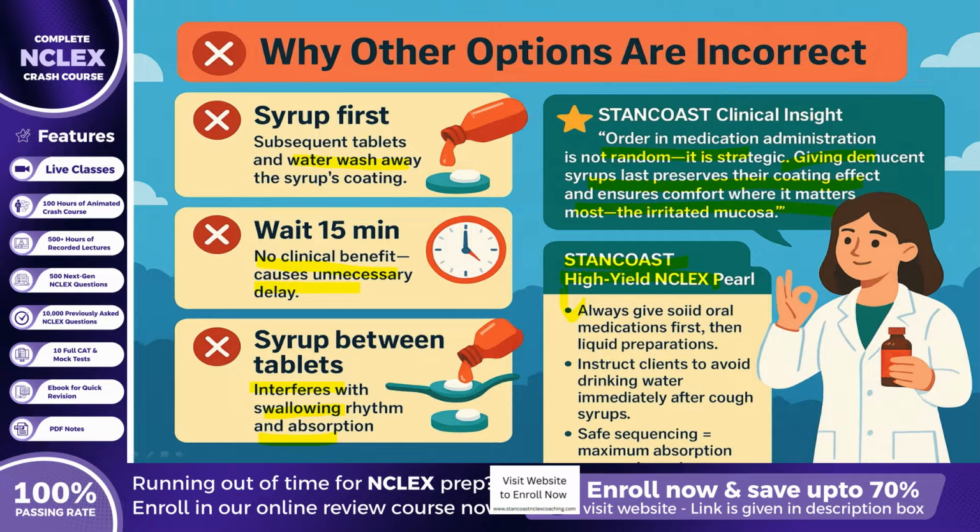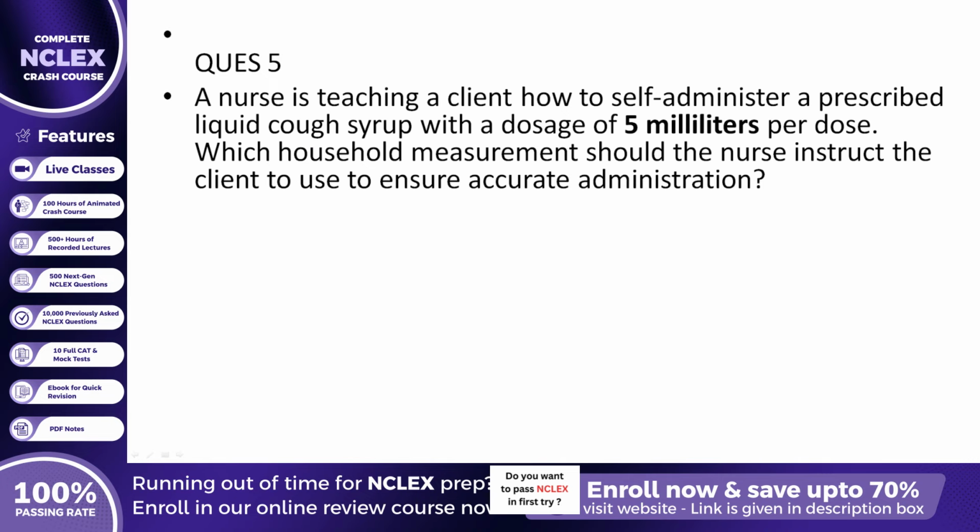Let us move forward with another important question focusing on safe medication measurement and client education, particularly relevant in home settings where clients may lack proper tools for precise dosing. A nurse is teaching a client how to self-administer a prescribed liquid cough syrup with a dosage of 5 milliliters per dose. Which household measurement should the nurse instruct the client to use to ensure accurate administration?